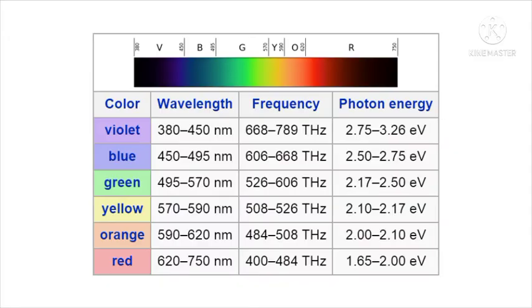This table shows you the wavelength of the color, its frequency, and its photon energy.